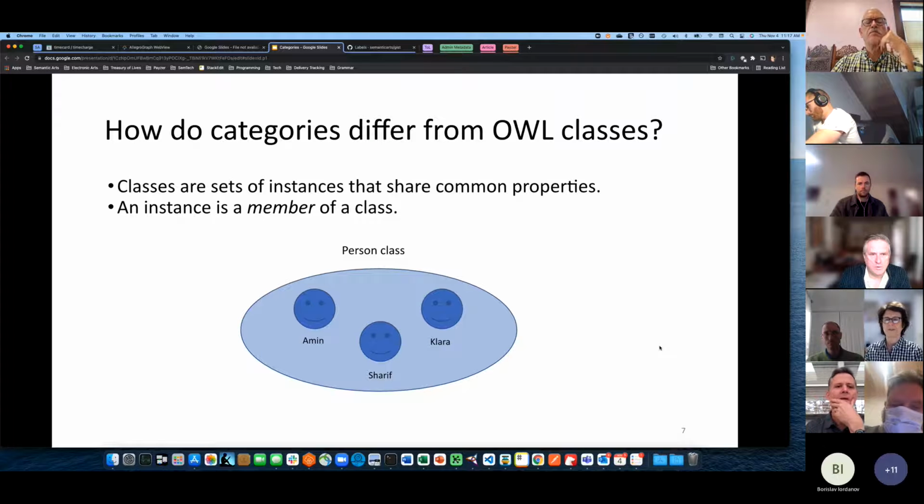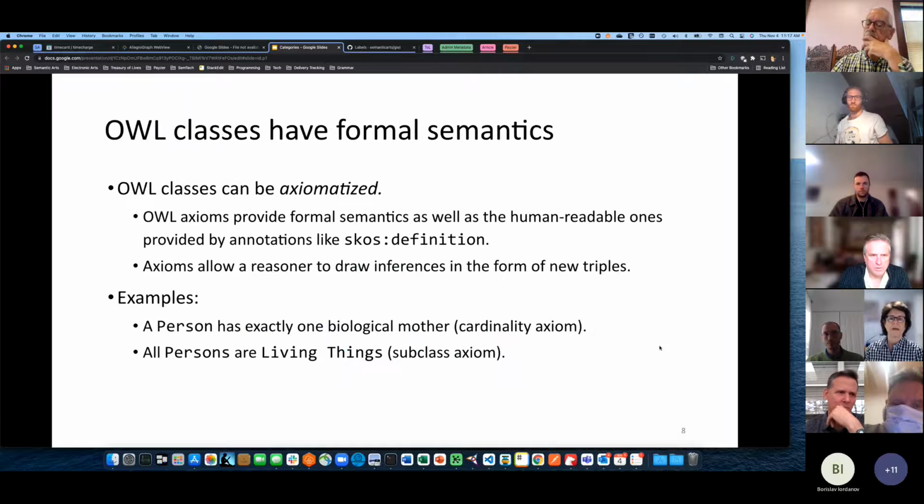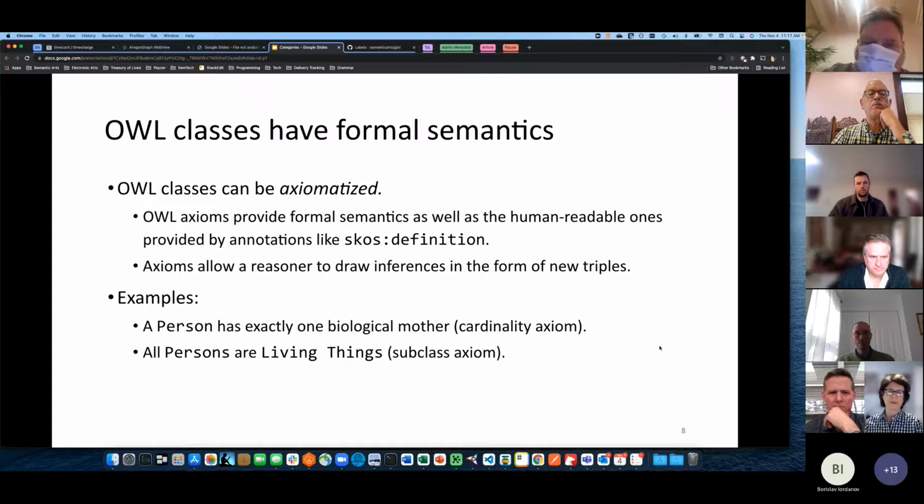So here are individual persons, and they all belong to the person class. All classes have formal semantics, so alongside a human-readable definition, like Scott's definition, you can write axioms that formally define properties of that class, what can be a member of that class, and so on, which allow reasoners to draw inferences in the form of new triples.